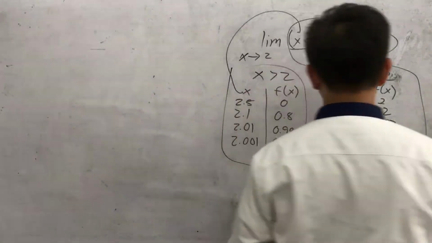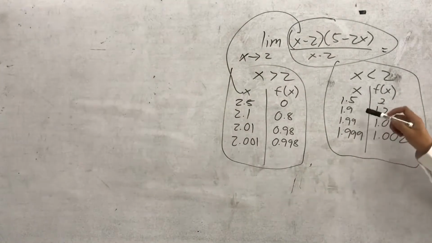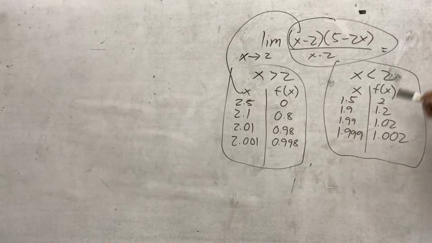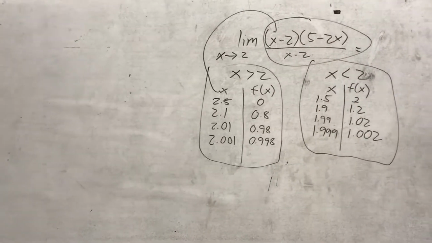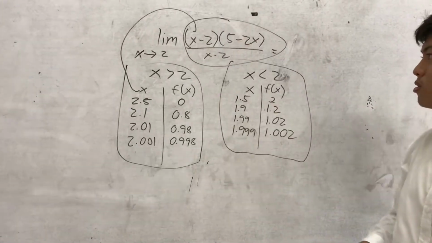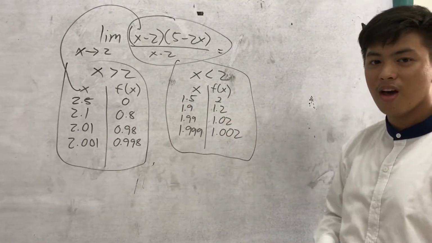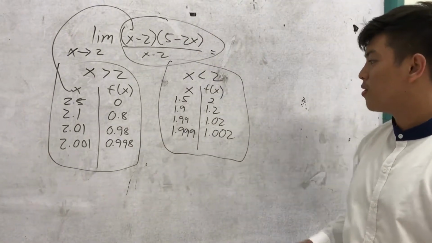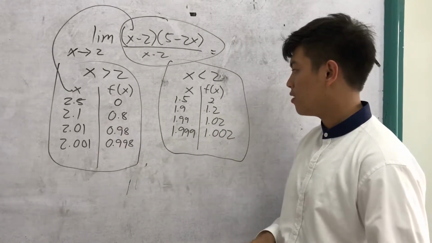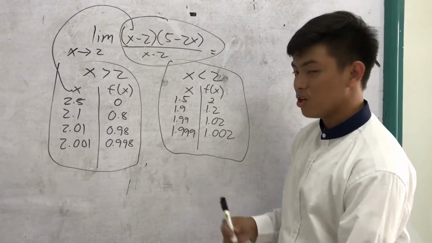In the second table, x is less than 2, which is the same process. 1.5 substituted into this main equation, you'll get 2. This 1.9 substituted into this equation, you'll get 1.2. And 1.99 substituted into this equation, you'll get 1.02. And lastly, 1.999 substituted into this equation, you'll get 1.002.